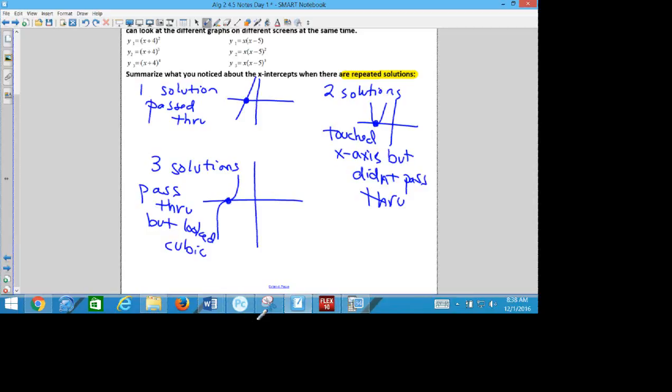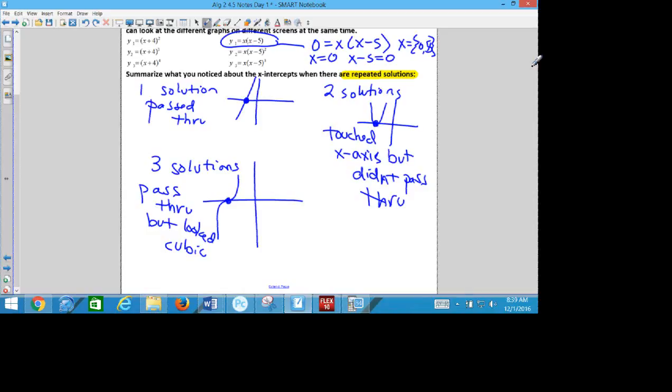All right, these are the things that we were seeing. The solution is when y is 0, what the x-intercept is. Like this one up here, 0 equals x times x minus 5. x equals 0, x minus 5 equals 0. So the solutions are 0 and 5. Remember doing that stuff before? So we're doing that again today. You're just going to have multiple solutions that are the same number.